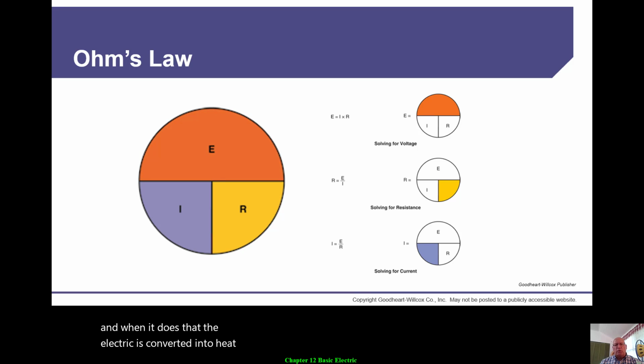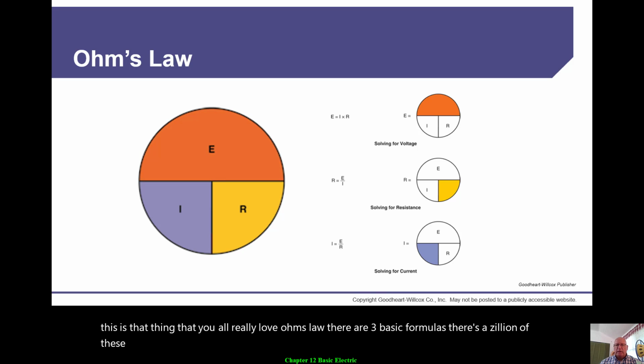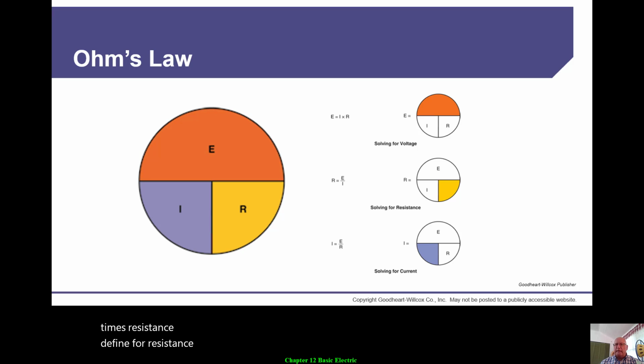This is that thing that you all really love, Ohm's law. There are 3 basic formulas. There's a zillion variations, but the 3 basic ones: to find E, in other words, to find voltage, it's amperes times resistance. To find resistance, it's the voltage divided by the amperes. And to find the amperes, it's the voltage divided by the resistance.